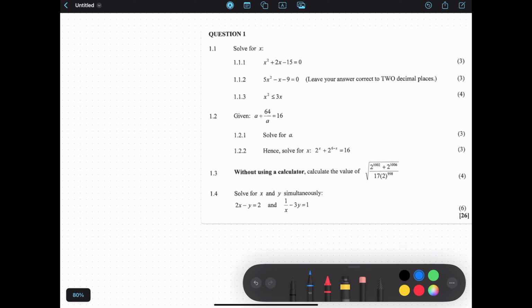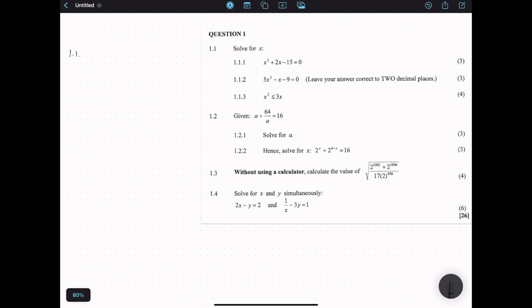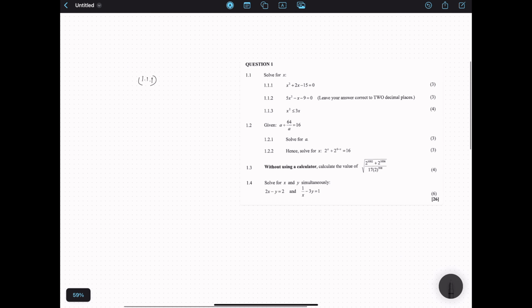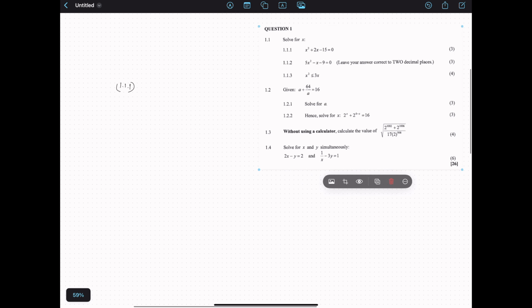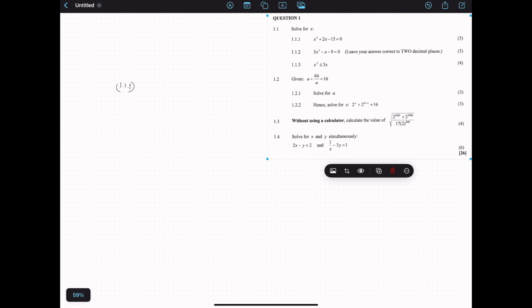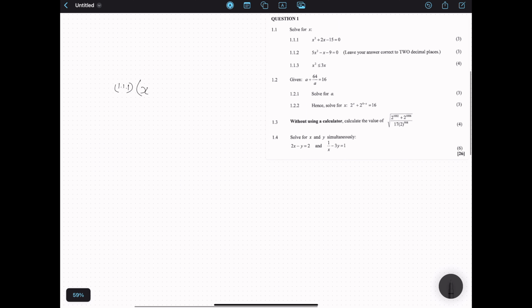Let's do 1.1, 1.1.1, right? As you can see there, it's solve for x. We are given that x minus 15, we can use 3 and 5. We can use 3 and 5. So we can say x plus 5, x minus 3.